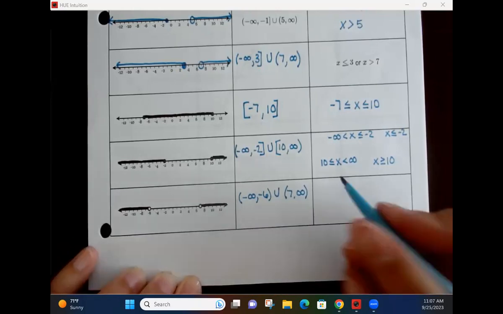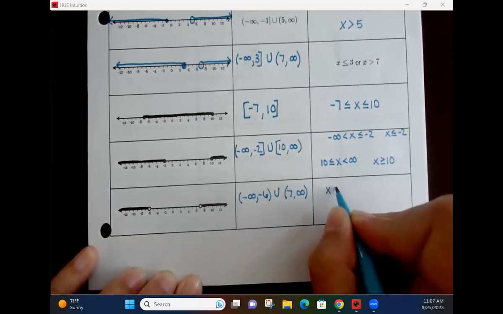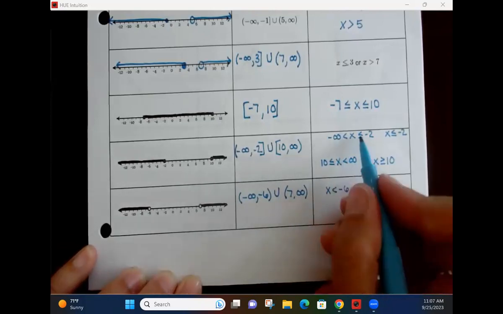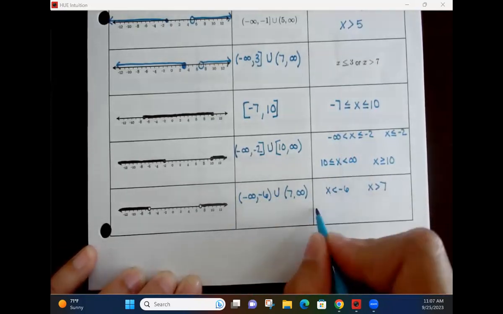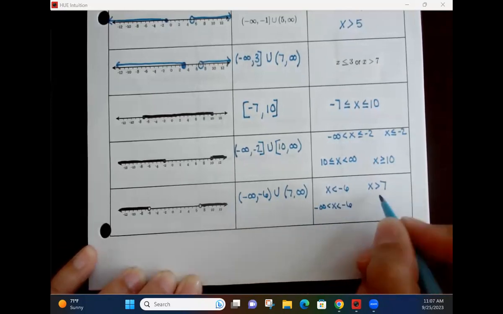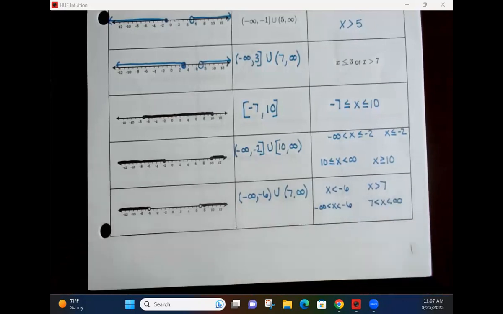In inequality notation, this would look like x is less than -6 or x is greater than 7. If you like the same format here, this guy could also be written as negative infinity is less than x is less than -6. And this guy would be 7 is less than x is less than infinity. So moving forward, if I don't specify notation, you can give me whichever notation you like best. But you do need to be familiar with both and understand what both are asking you for.